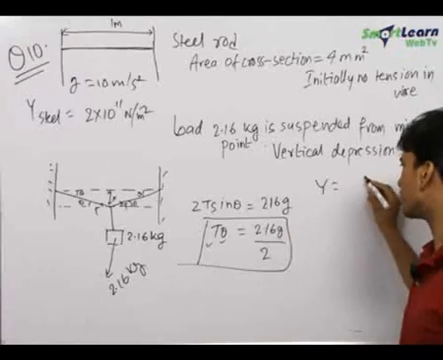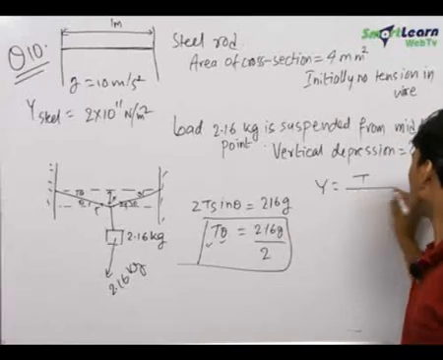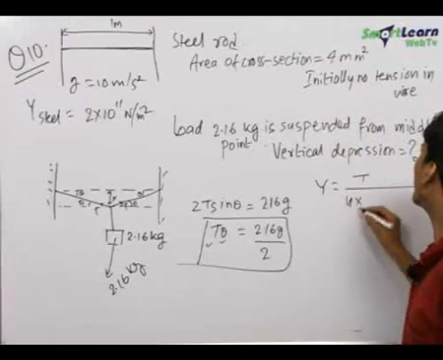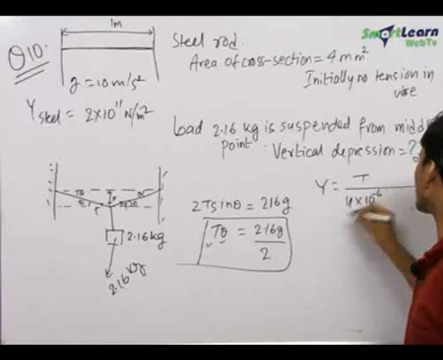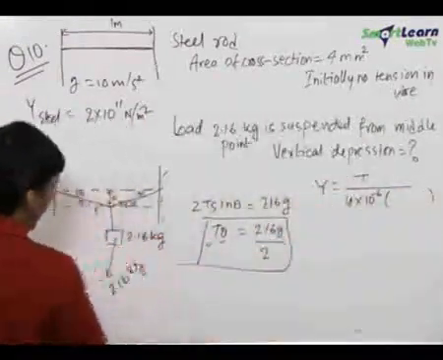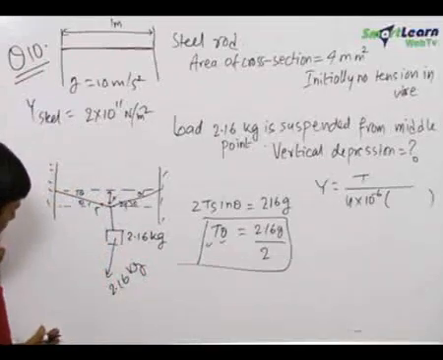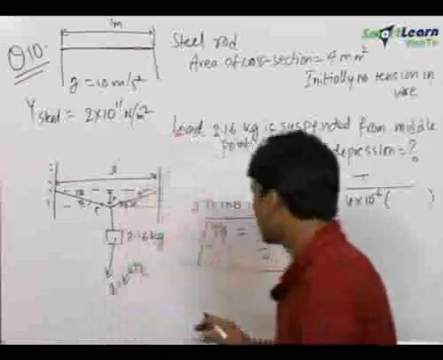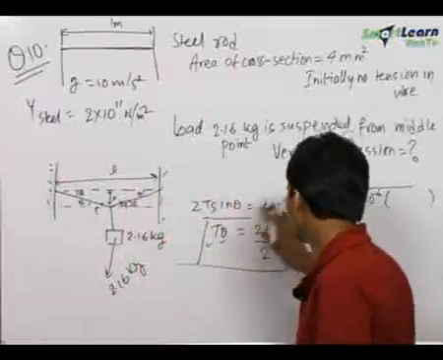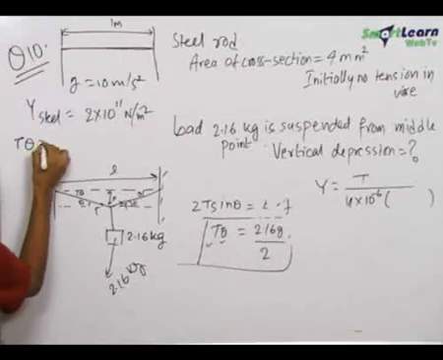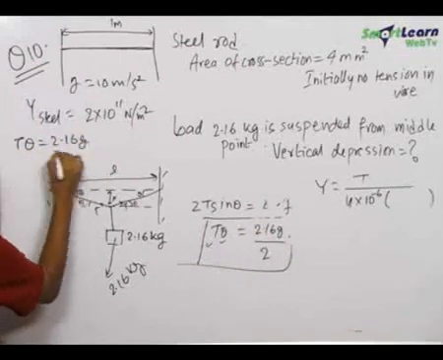We already know the stress to be equal to T upon the area of cross section, that is given to be 4 into 10 raised to minus 6 meter square. We need to write down the strain here. Let us find out the strain value. The initial length of the wire was equal to L. Let us write this equation in one corner: T theta is equal to 2.16 g upon 2.